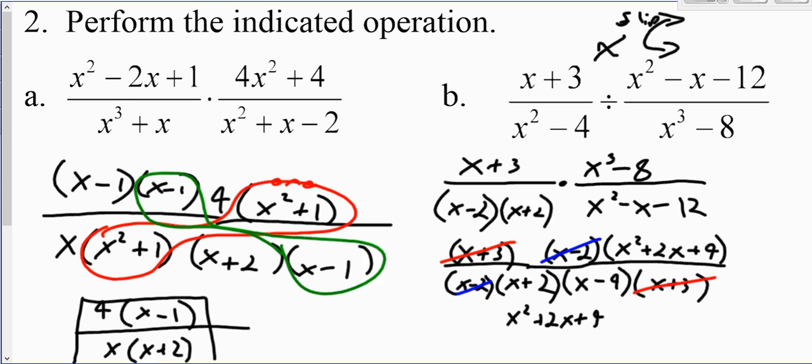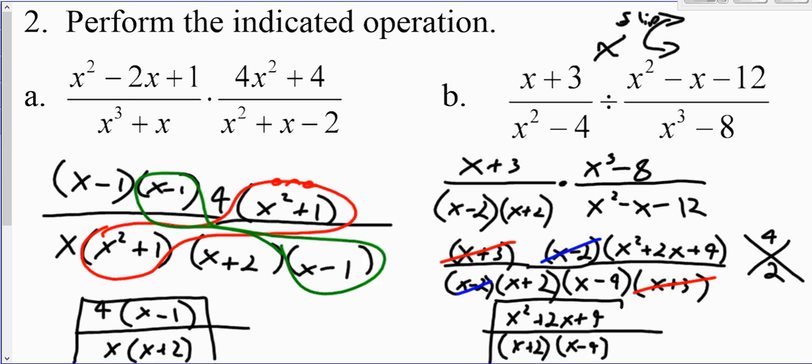Recognize that this can't be factored, because if I try to factor it, things that multiply to 4 that add to 2, I'm not going to find any numbers that work for that. So x squared plus 2x plus 4 is going to be over x plus 2 times the quantity x minus 4. And that's going to be as simplified as we can get it after we've done that division.